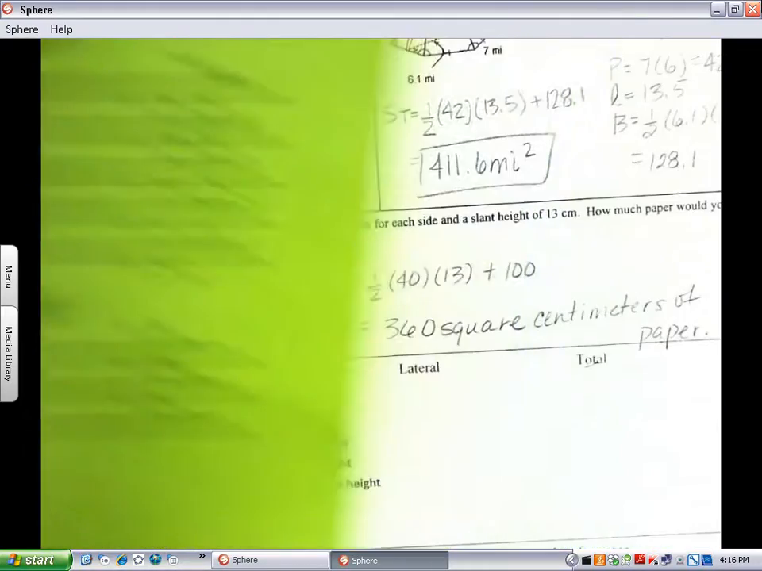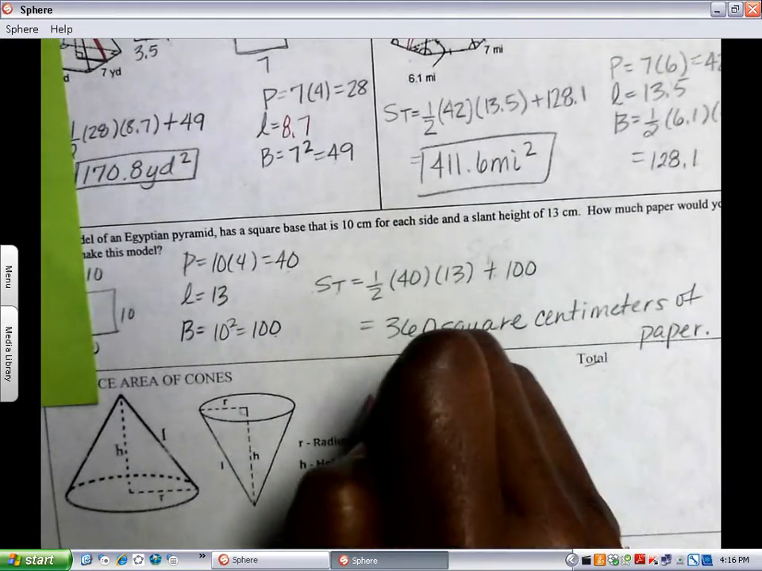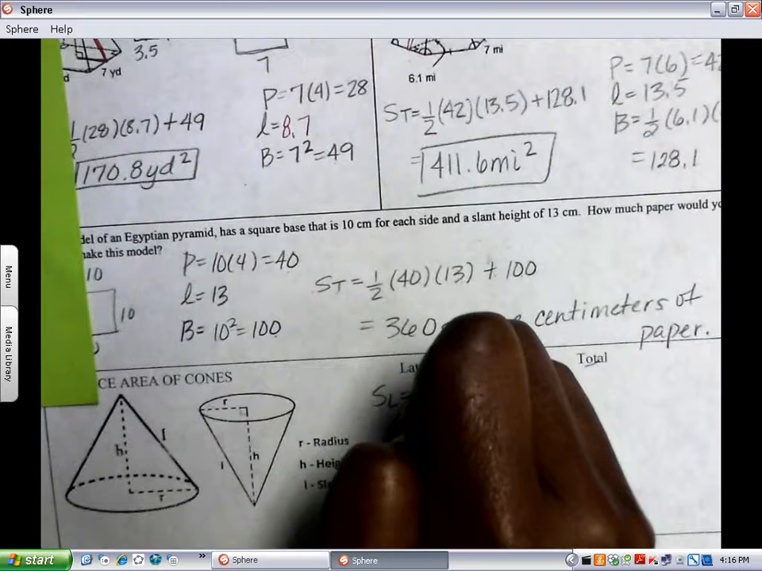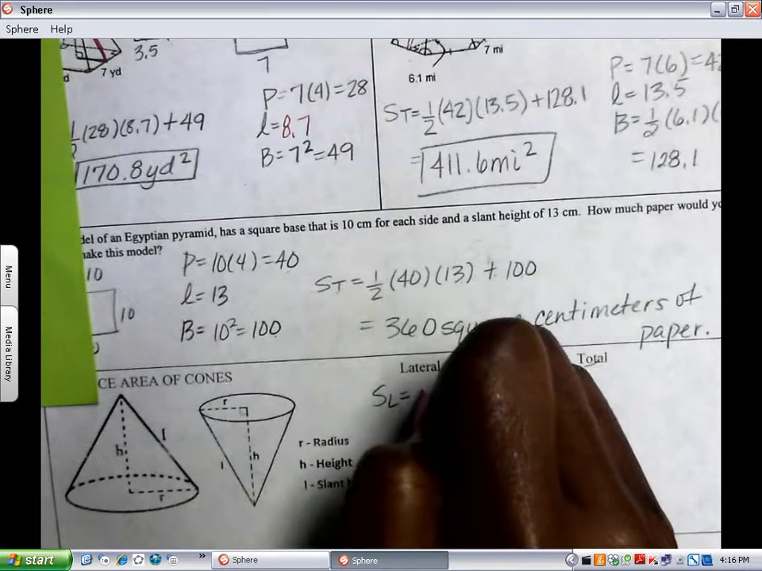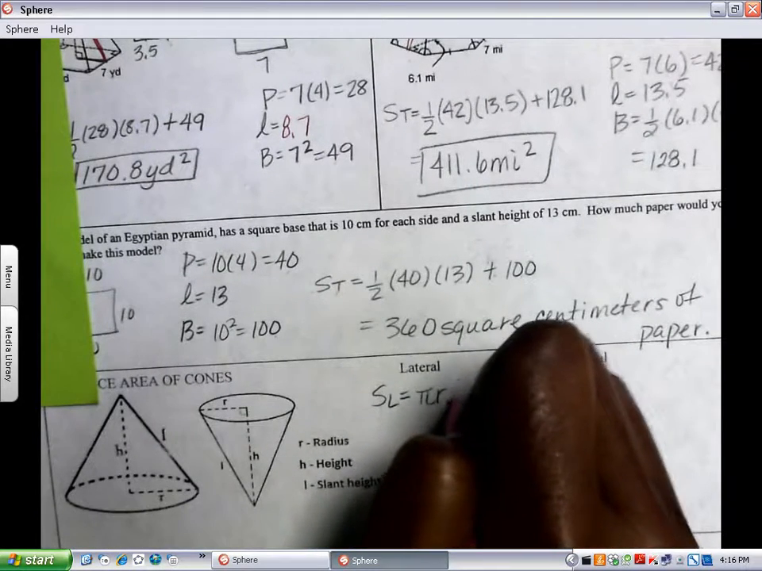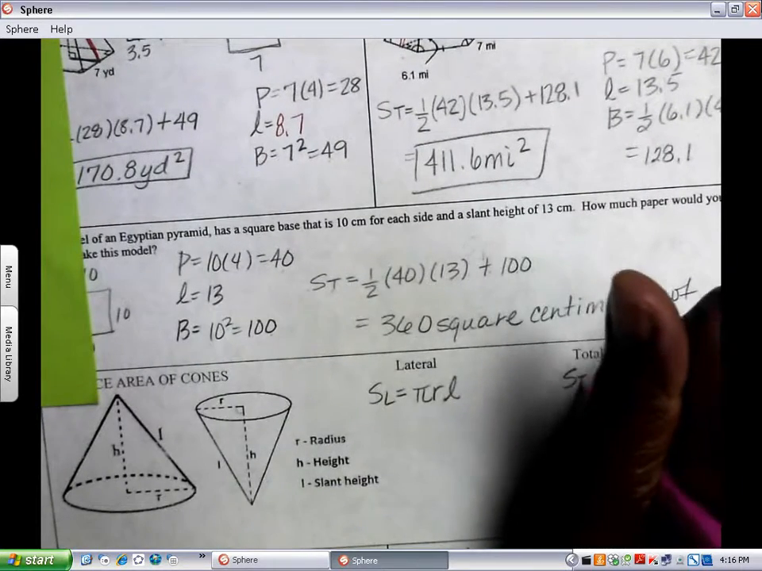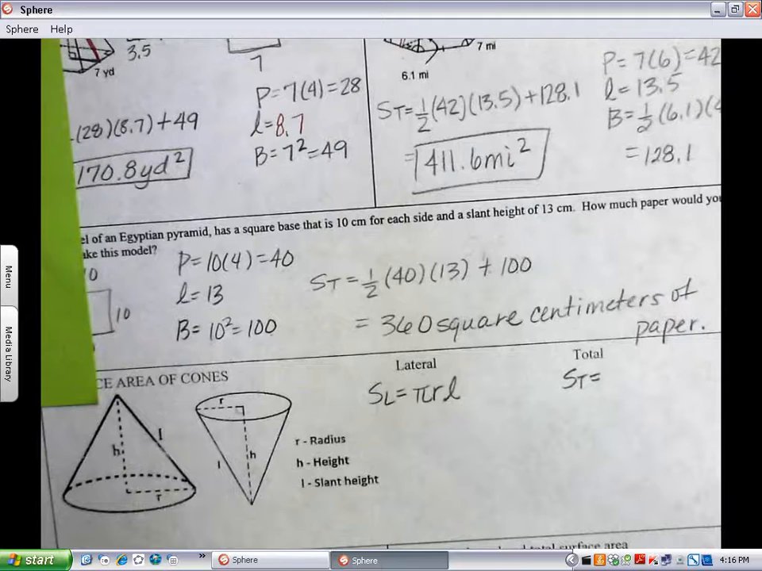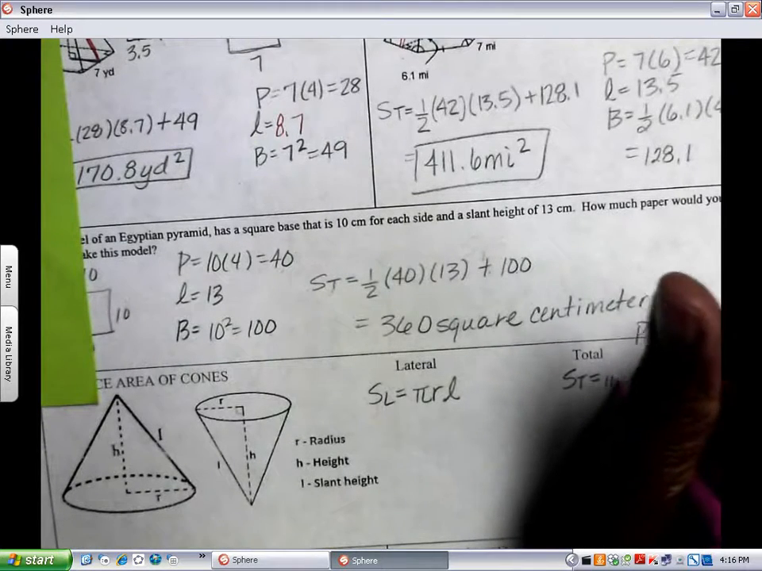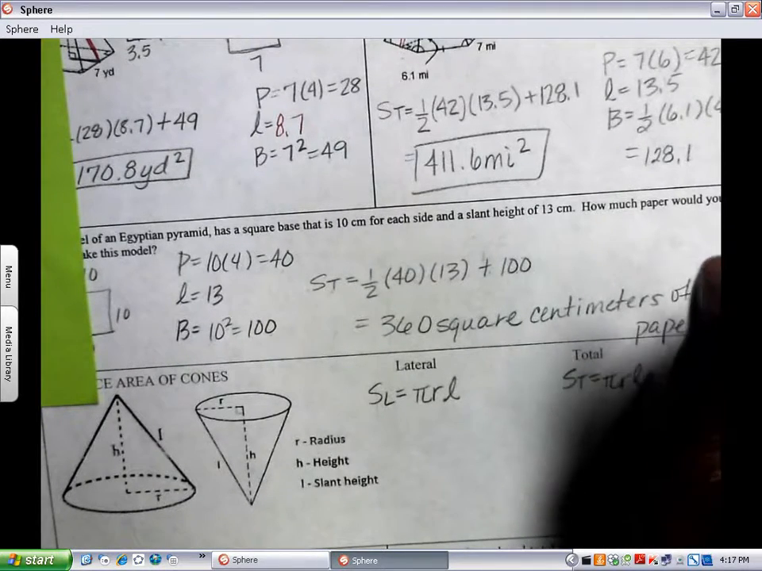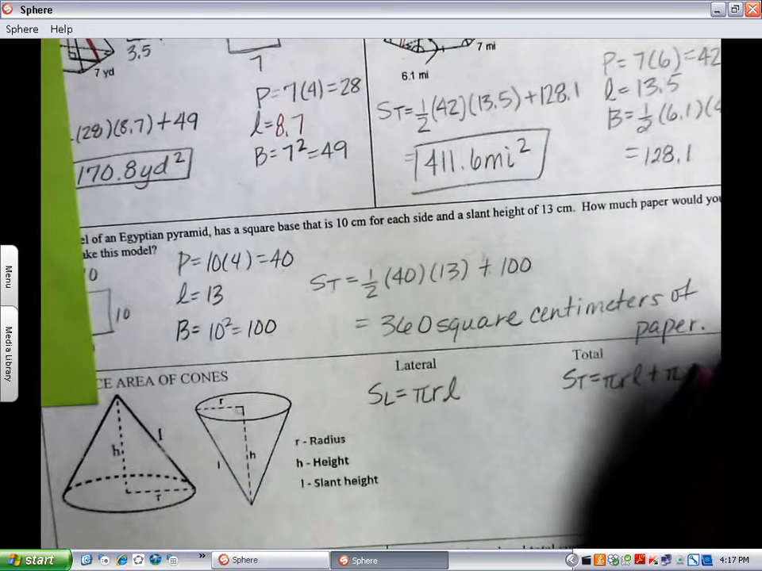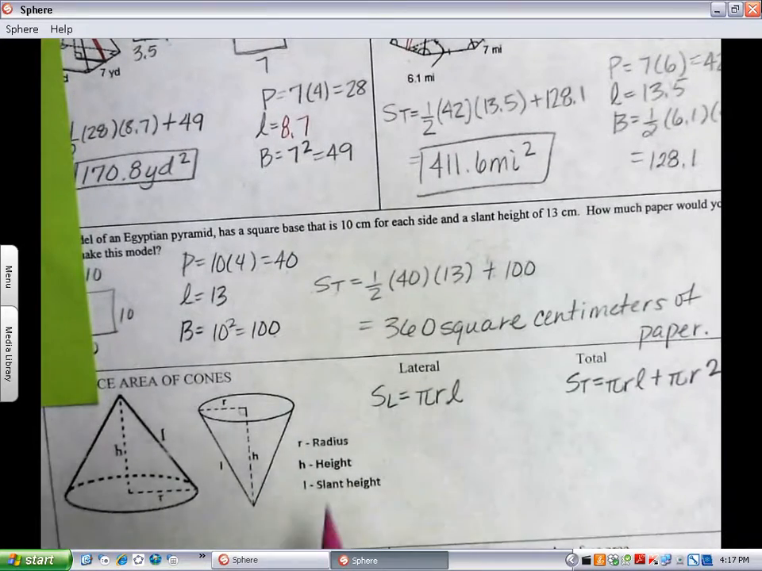So let's write our formulas for the lateral surface area of a cone. It's pi times the radius times the slant height. And for the total, our formula is the same: pi times the radius times the slant height plus pi r squared. And just here we already have it written for you.